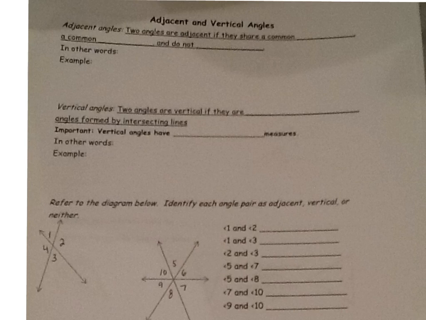It says adjacent angles. Two angles are adjacent if they share a common side, a common vertex, and do not overlap. So, in other words, I call them angle neighbors because they're right next to each other, but they're not actually overlapping.